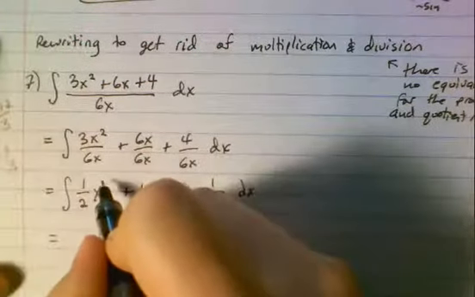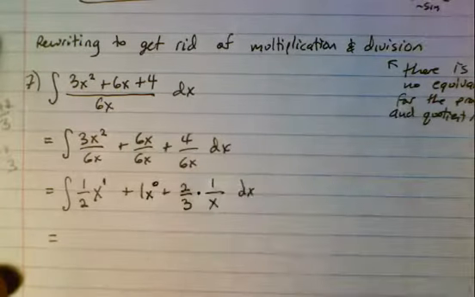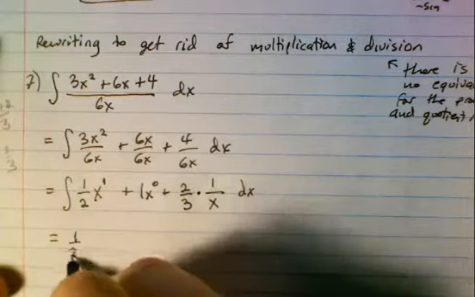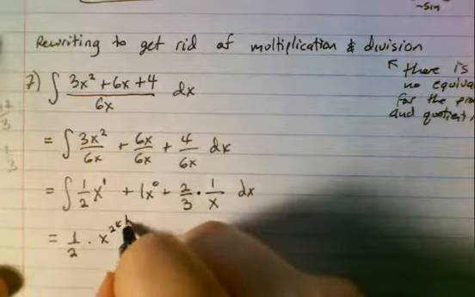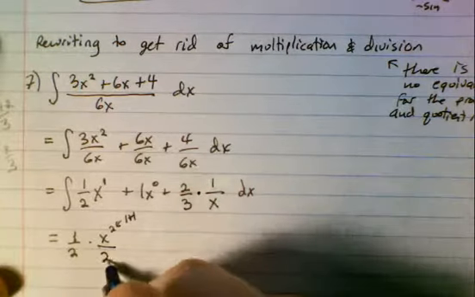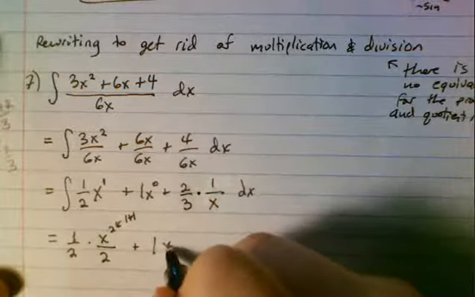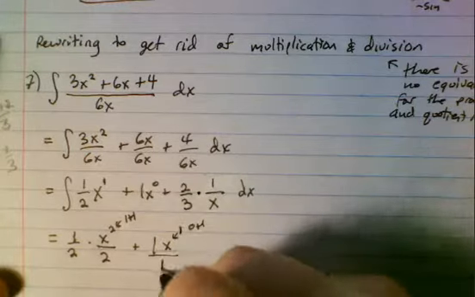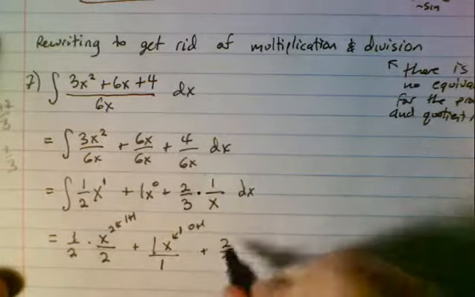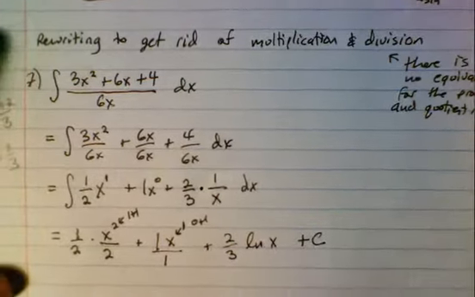This is the same as x to the first power. This is the same as 1x to the 0 power. So what I'm going to do is I'm going to bring the number along for the ride. This is 1/2. This is 1. We add 1 to the exponent, divide by the new exponent. This was x to the 0 power, so our new exponent is going to be 0 plus 1, or just 1, divided by 1. And this is 2/3, and the antiderivative of 1 over x is the natural log of x. All of that plus c.